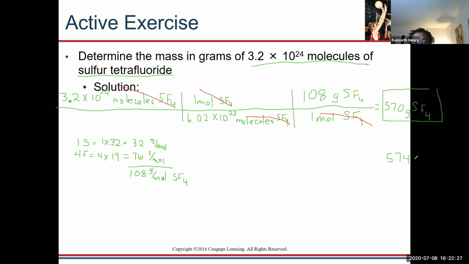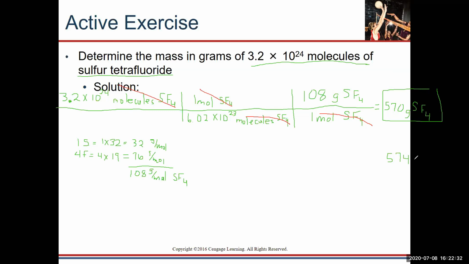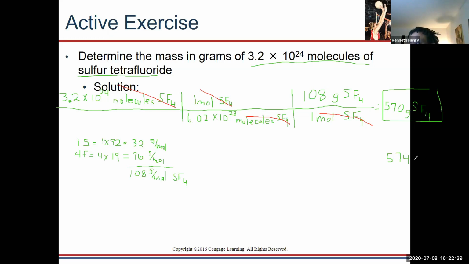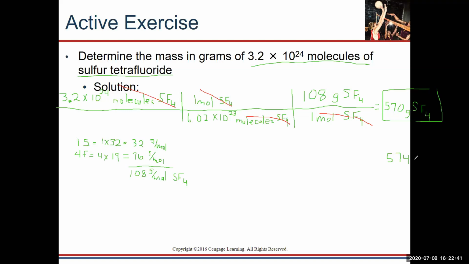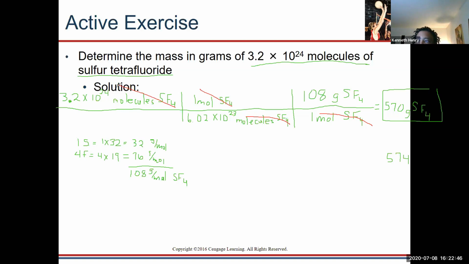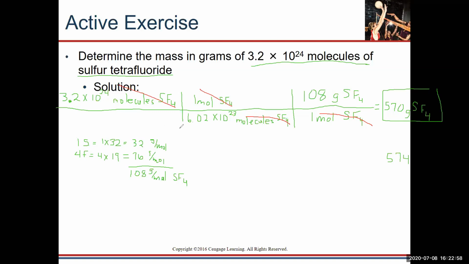Okay. Are you saying that you don't get it on your calculator, or you don't understand what we're doing? I don't have an EE on my calculator. I just use 3.2, then divide by 6.02, and then times 108. I get 57.24. Okay, that's because you're forgetting the times 10 to the 23rd and 10 to the 24th. It's not just 3.2, it's 3.2 times 10 to the 24. You have to do that.